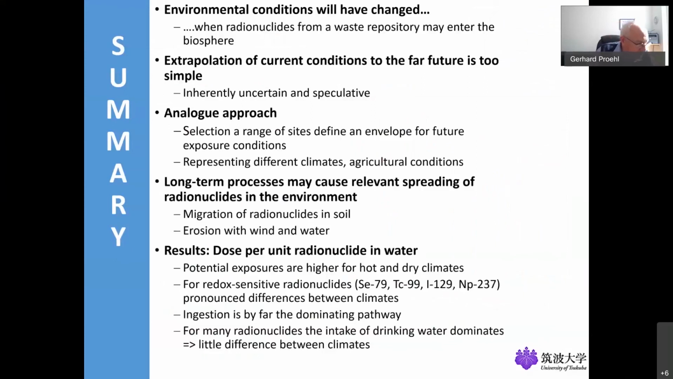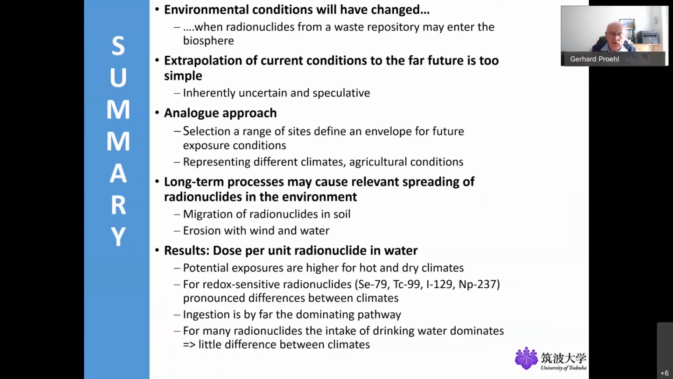Okay, now I come already to the summary. We have seen that environmental conditions will have changed when radionuclides from a waste repository may enter the biosphere. A simple extrapolation of current situations to the far future is not advisable, because such simple extrapolations are inherently uncertain and quite speculative. That's why we have used this analogue approach. We have selected a range of sites that define an envelope for future exposure conditions, and the sites should represent different climates and agricultural conditions.